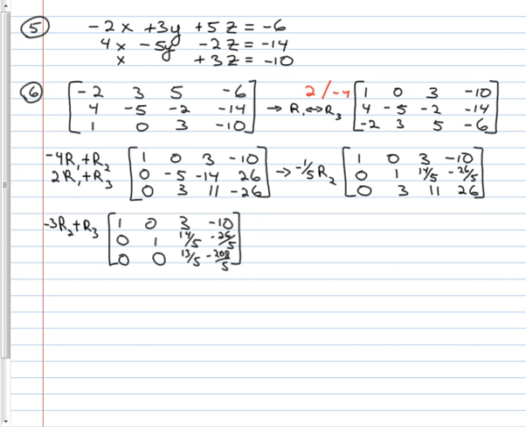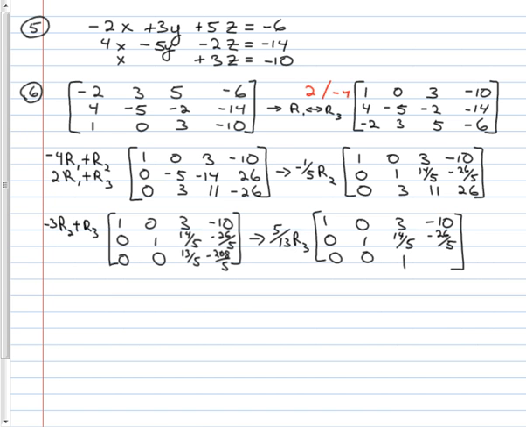What's the next thing I want? I want a 1 where this 13/5 is, right? So just multiply by the reciprocal, 5/13. So the next thing I'm going to do is 5/13 times row 3. Okay, copy the first two. They're done. And what is it? 5/13. So times 0 and times 0 is still 0. 5/13 times 13/5 is 1.